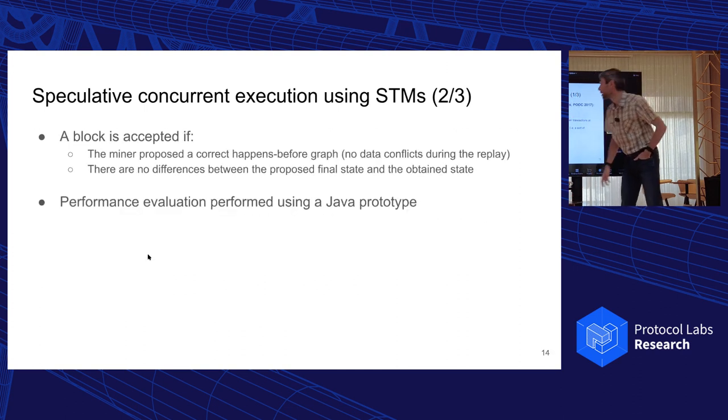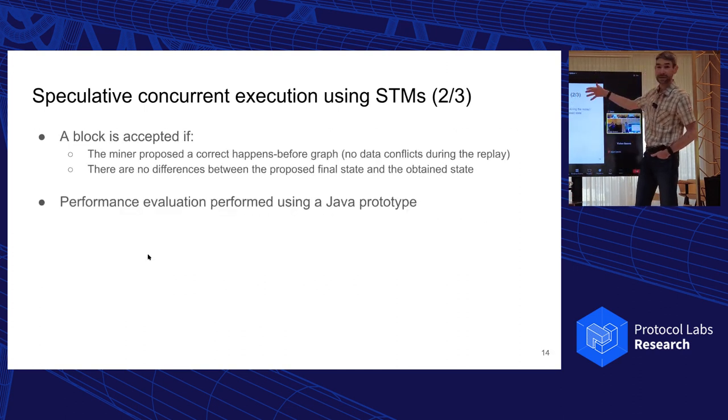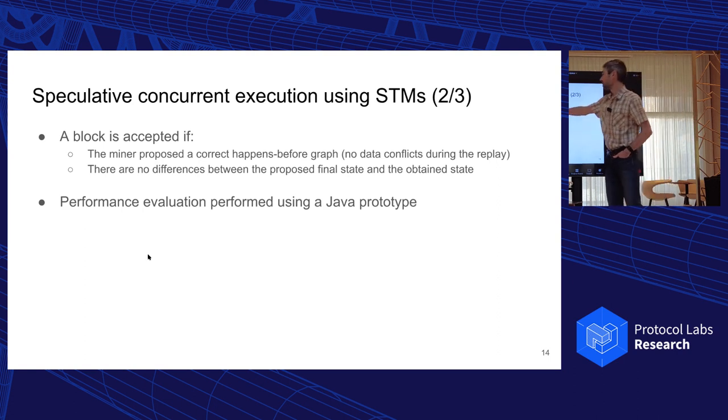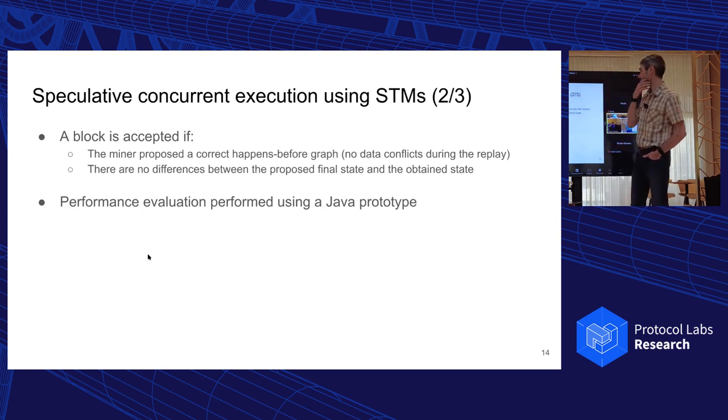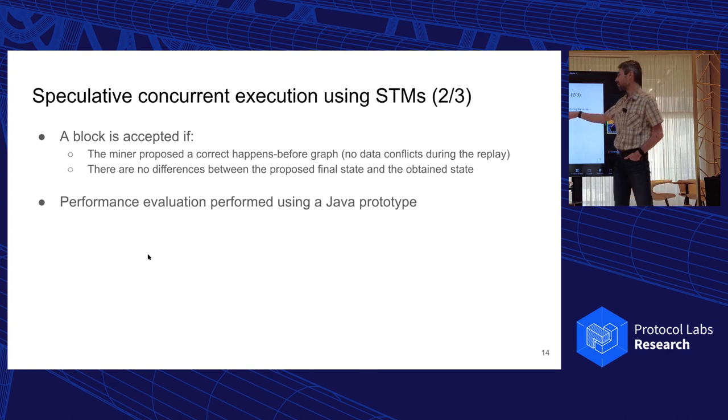A block is accepted by validators if the miners propose the correct happens-before graph, so no data conflicts during the replay. They are replaying and they observe that the transactions executed in parallel do not access the same part of the memory, and there are no differences between the proposed final state and the obtained state. They perform a performance evaluation within this paper, but using a Java prototype.